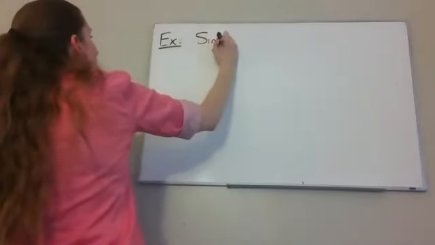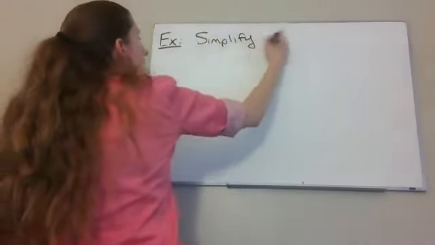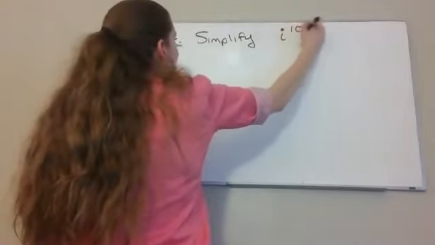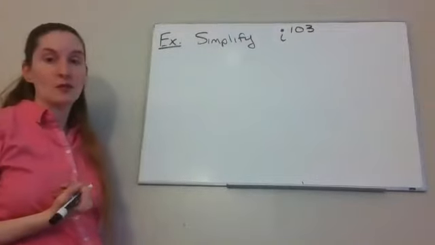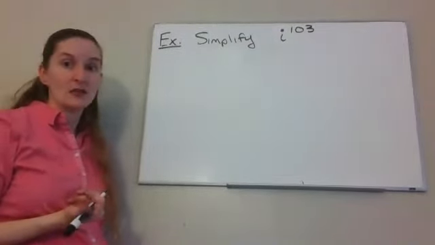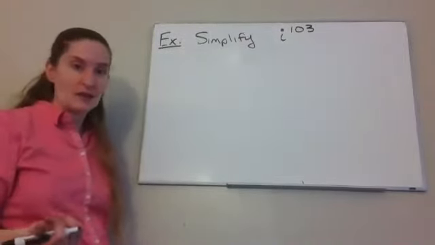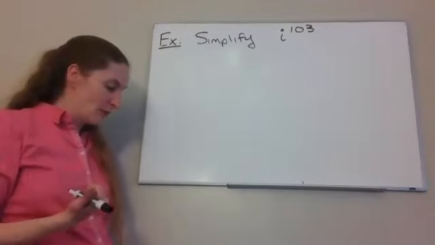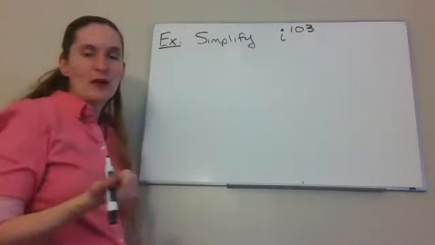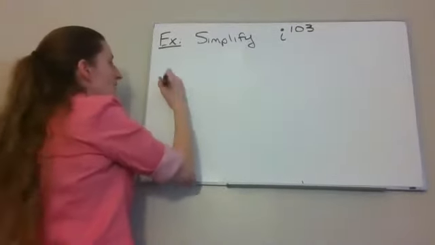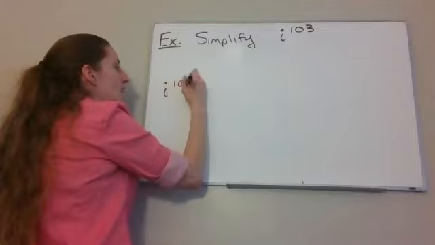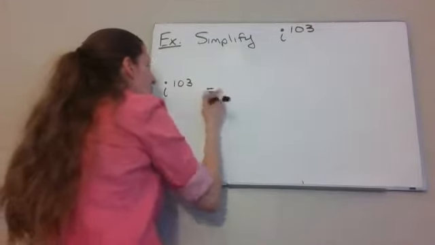We can simplify i to the 103rd power. And yes, if you really wanted to, you can just multiply i by i 103 times and you'll get to the same result. But I'm going to rewrite this using powers of 4 because I know i to the fourth is 1. So the first thing I'm going to do is think about that power of 103.